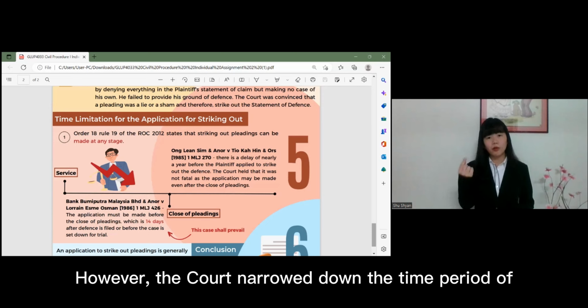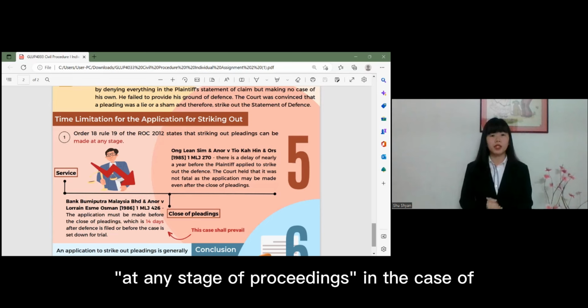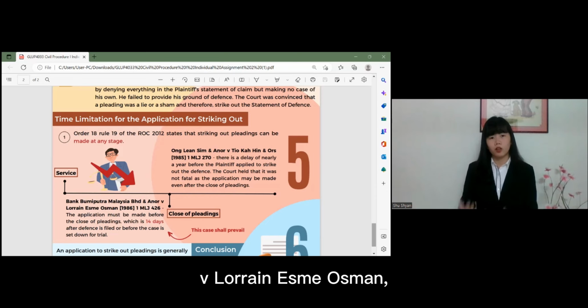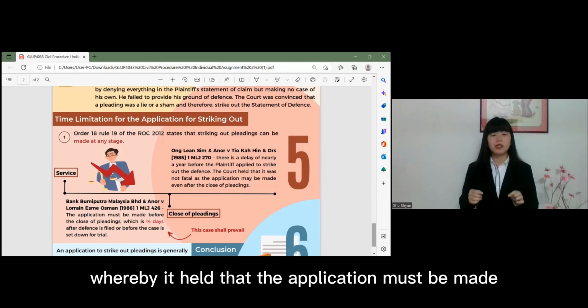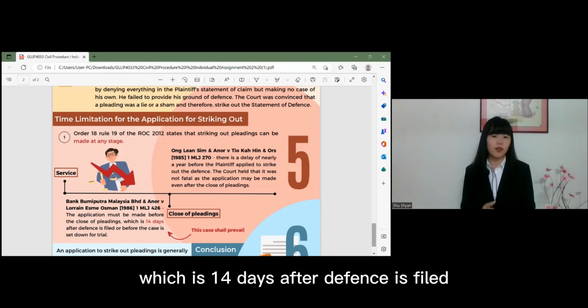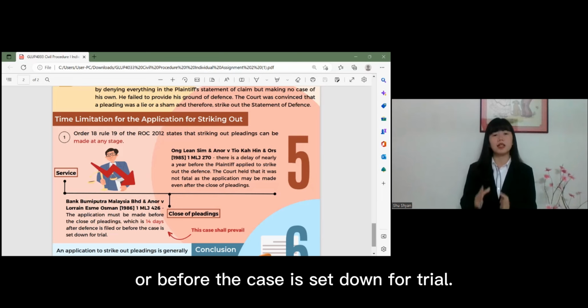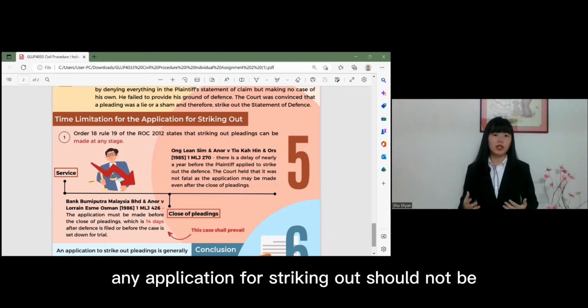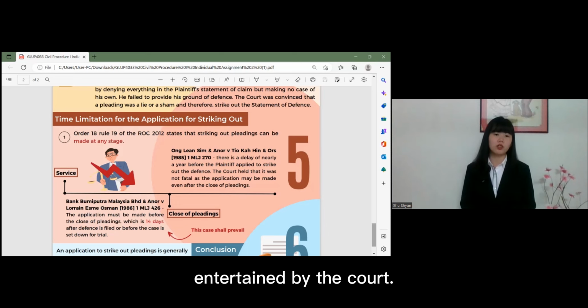However, the court narrowed down the time period of at any stage of proceedings in the case of Bank Bumiputra Malaysia Berhad and another versus Lauren M. Osmans, whereby it held that the application must be made before the close of pleadings, which is 14 days after the defense is filed, or before the case is set down for trial. After this period, any application for striking out should not be entertained by the court.